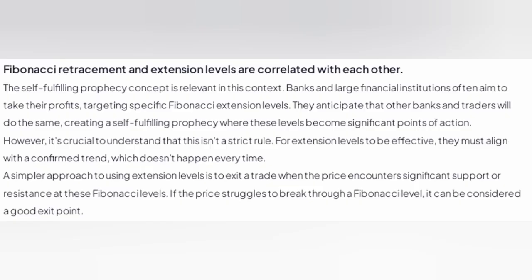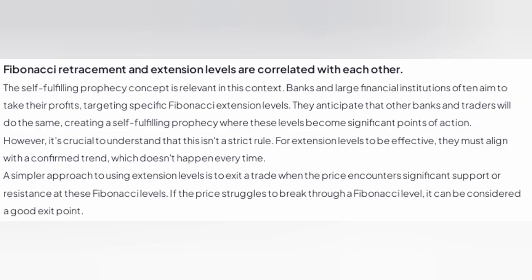The self-fulfilling prophecy concept is relevant in this context. Banks and large financial institutions often aim to take their profits, targeting specific Fibonacci extension levels. They anticipate that other banks and traders will do the same, creating a self-fulfilling prophecy where these levels become significant points of action. However, it's crucial to understand that this isn't a strict rule. For extension levels to be effective, they must align with a confirmed trend, which doesn't happen every time. A simpler approach to using extension levels is to exit a trade when the price encounters significant support or resistance at these Fibonacci levels. If the price struggles to break through a Fibonacci level, it can be considered a good exit point.